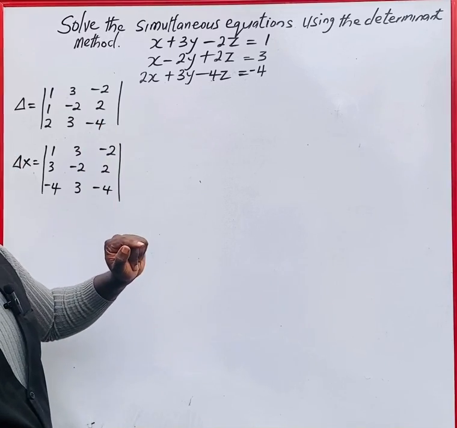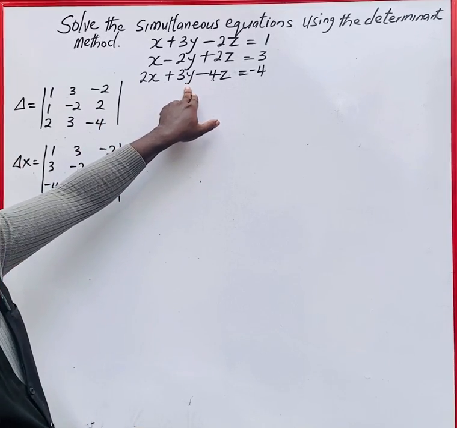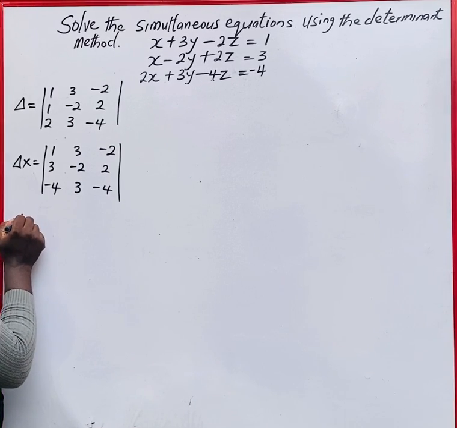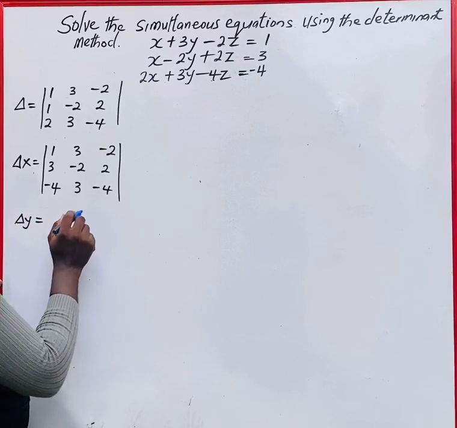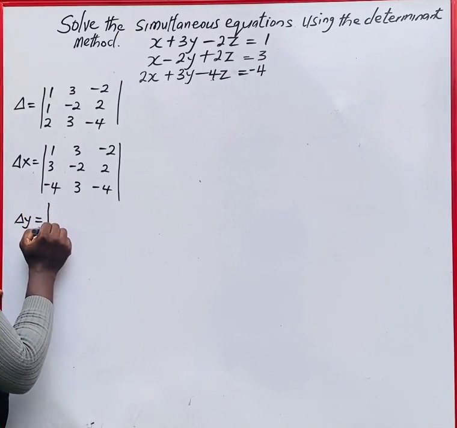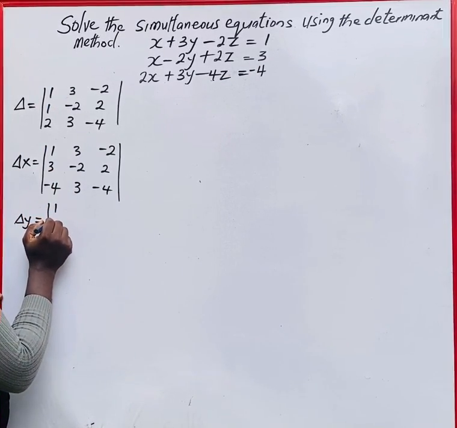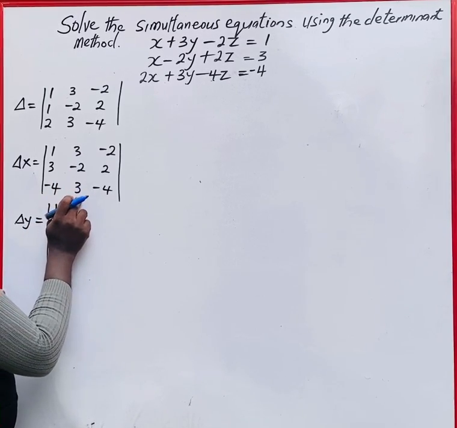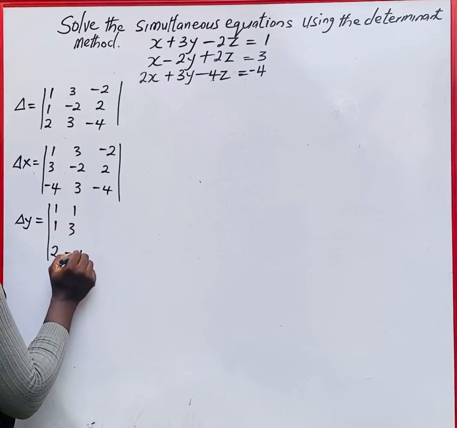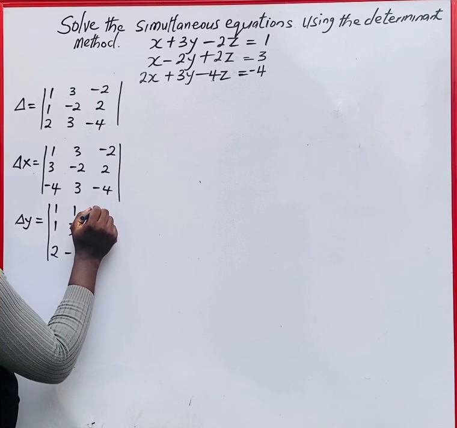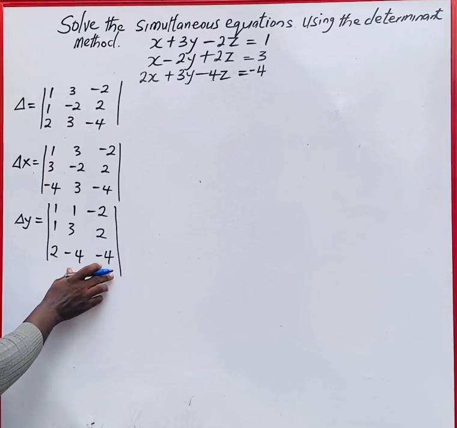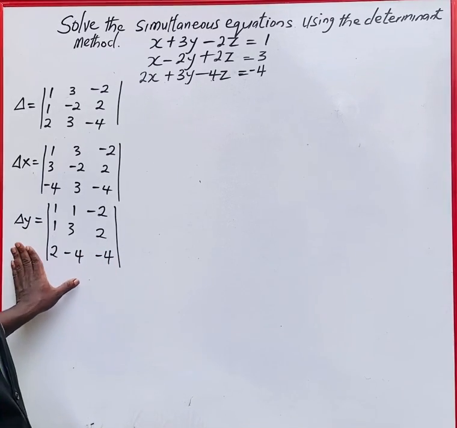The next thing you do in using the determinant method is to get the determinant of y. You replace the coefficients of y with the constants. So the first one, you have the x: 1, 1, 2. In place of the y, you put 1, 3, minus 4. Then we put the z down: minus 2, 2, minus 4. So we've gotten the determinant set for y.